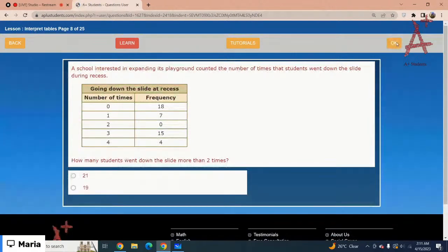Okay, the next one. A school interested in expanding its playground counted the number of times the students went down the slide during recess. Here is the number of times and here is the frequency. How many students went down the slide more than two times? More than two, you have two values, 3 and 4. Just add their frequencies. It would be 15 plus 4, that would be 19. Got it?